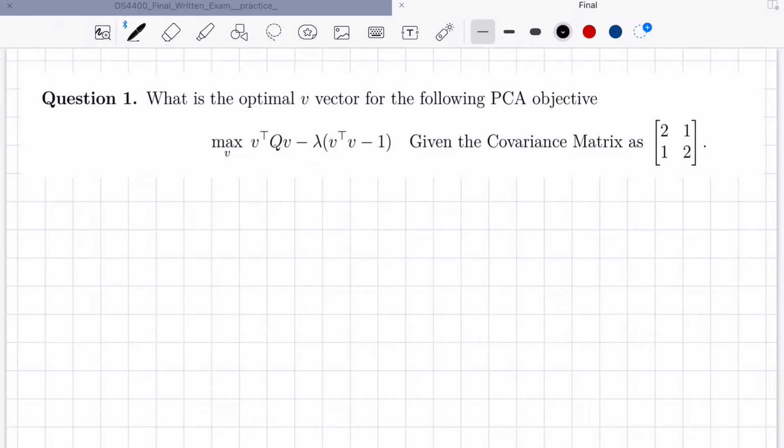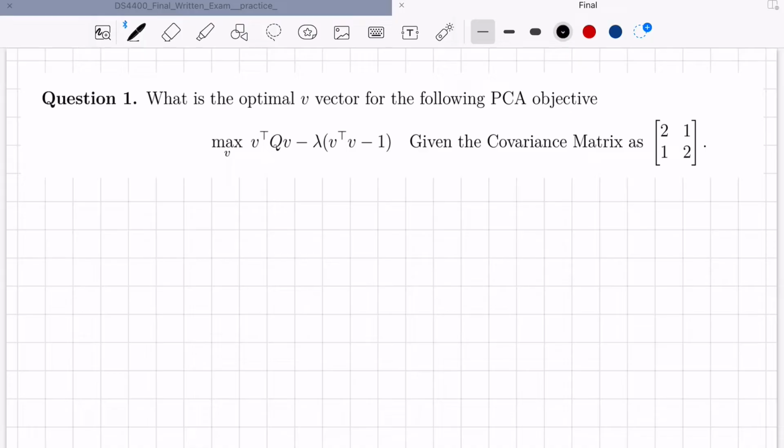Hey guys, in this video I'm going to be solving the following problem. What is the optimal v vector for the following PCA objective? So in class we learned about PCA, and the high level idea is it's an algorithm we can use to reduce the dimensionality of our data.